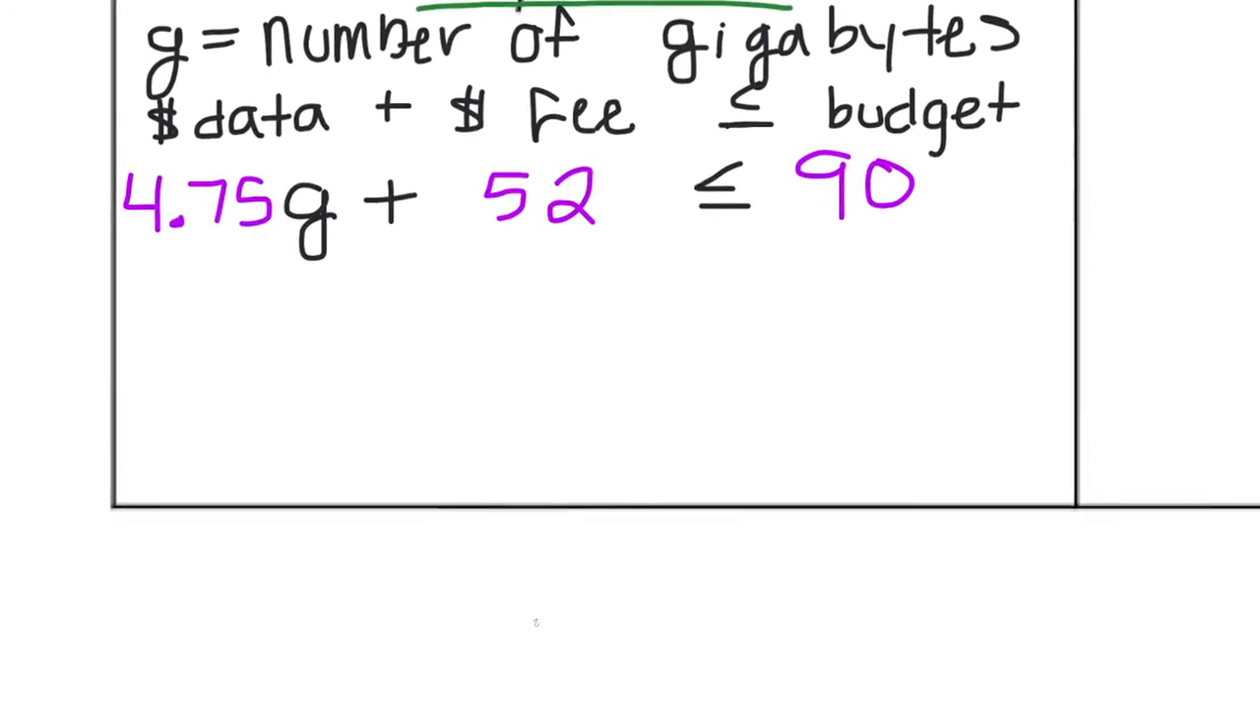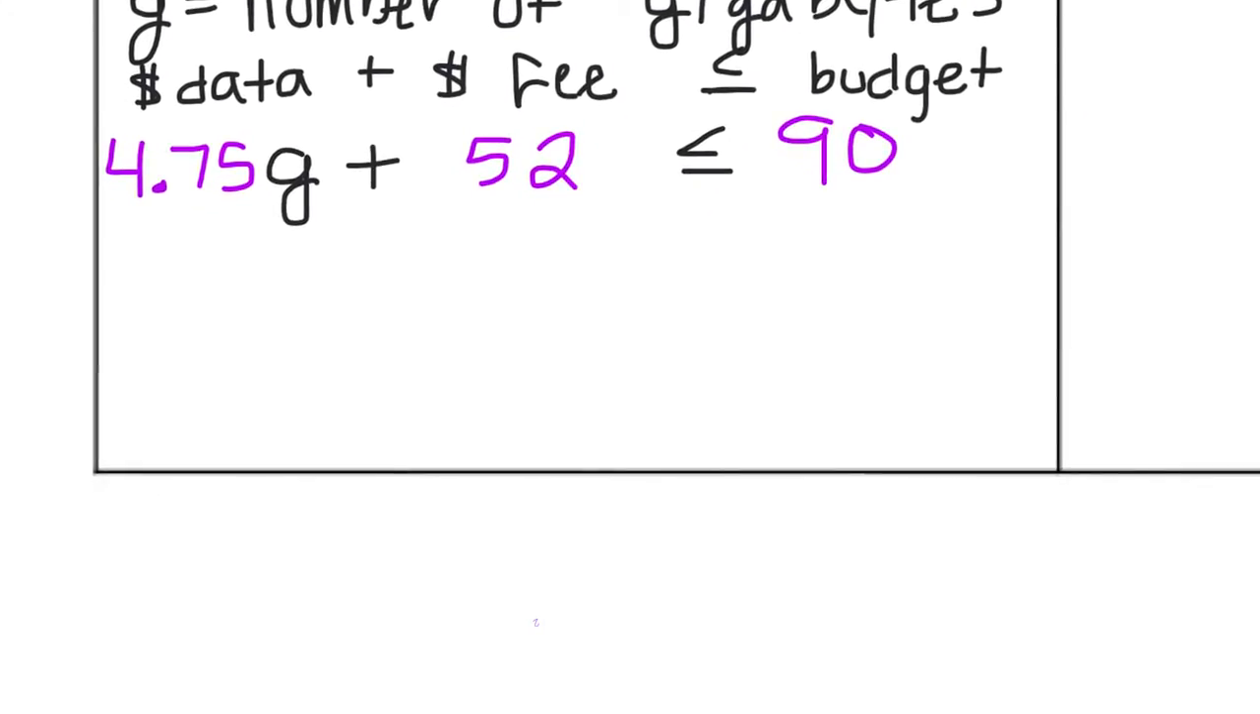So now we're good to go ahead and solve. So I draw a line through my symbol. I have to undo the constant, a number by itself that I'm adding or subtracting to the variable. The opposite of adding 52 is subtracting 52.